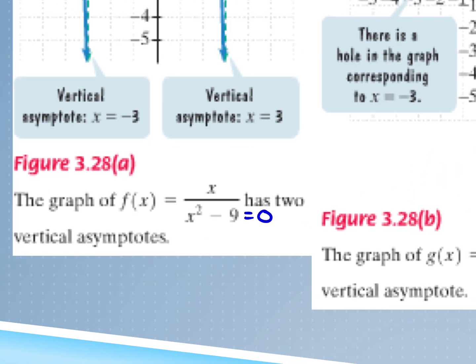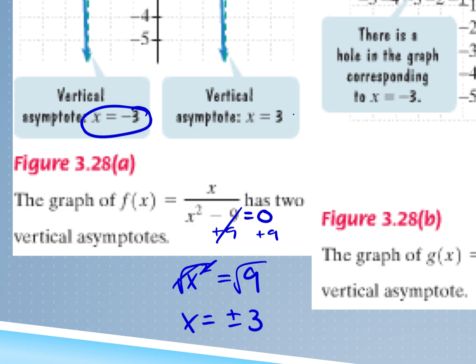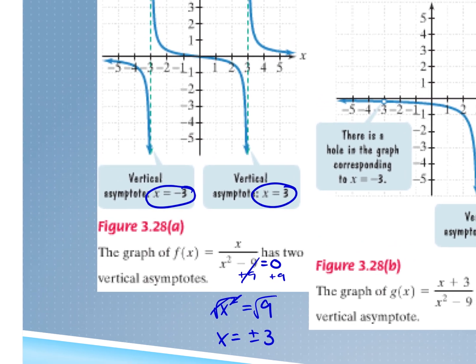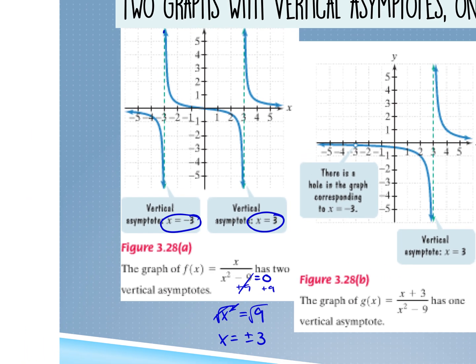Add 9 to move it to the other side. So x squared equals 9. Then what would we do? Square root both sides. So the square root cancels out with the squared. x equals what? Plus or minus 3. So we have two vertical asymptotes here. We have x equals negative 3 and x equals positive 3. So notice how in this first graph on the left, we've got a vertical line for our asymptote at negative 3 and a vertical line for our asymptote at positive 3.